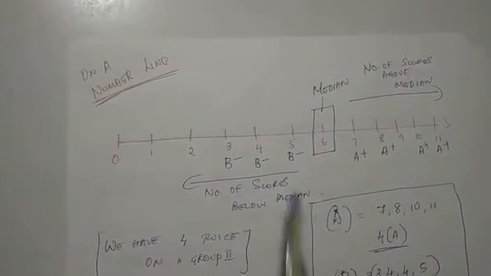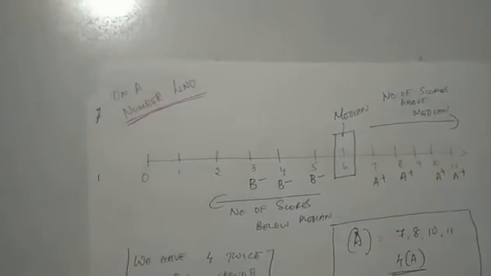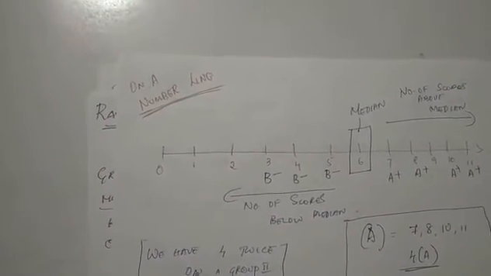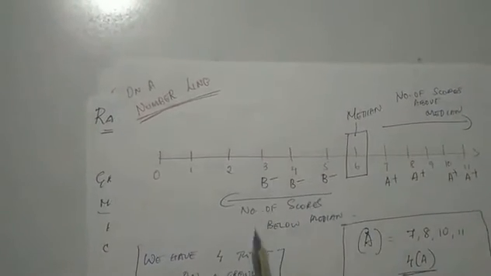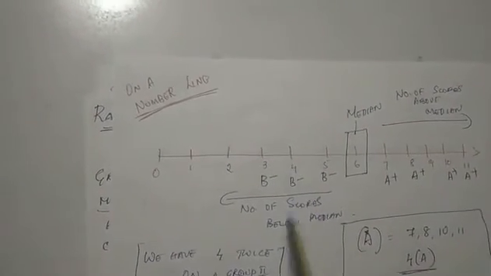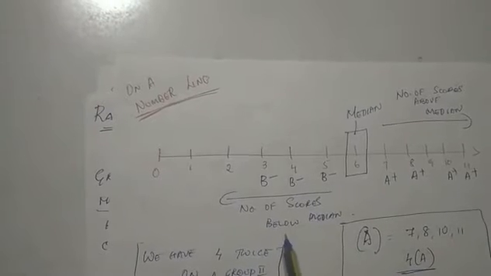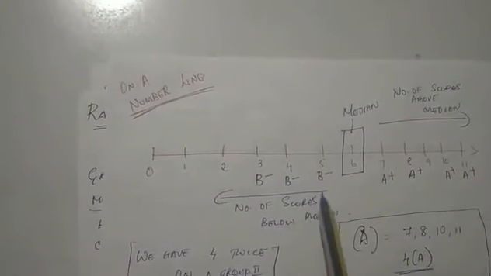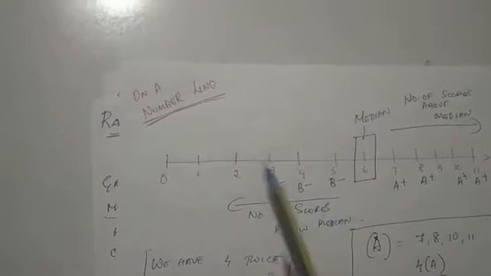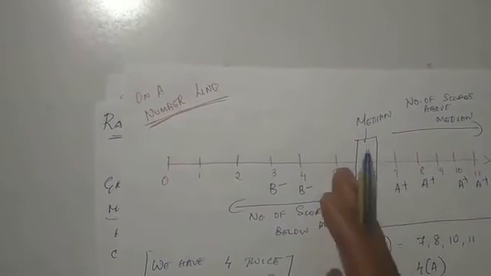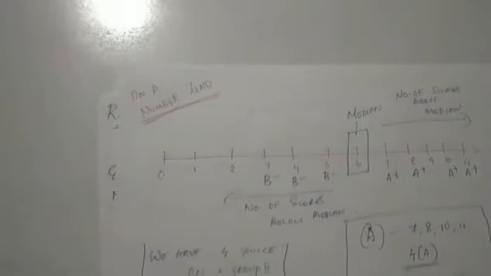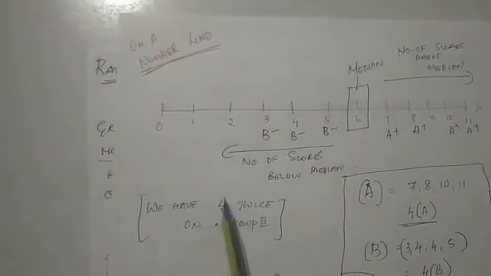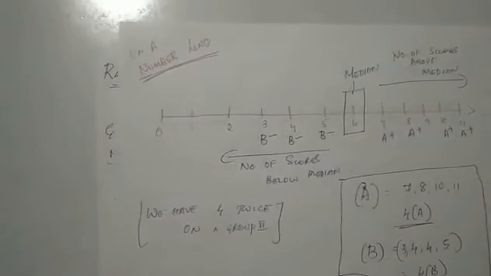So when we talk about the number of scores below the median, we have the score 4 twice in group 2. The score 4 is repeated twice, 2 times in group 2. So we have to consider the number 4 twice while counting the number of scores below the median. So that is what is mentioned here as a note. Make sure you always look for that.